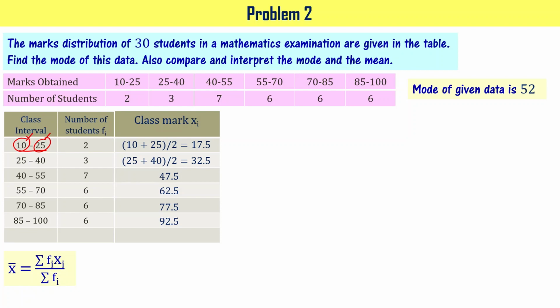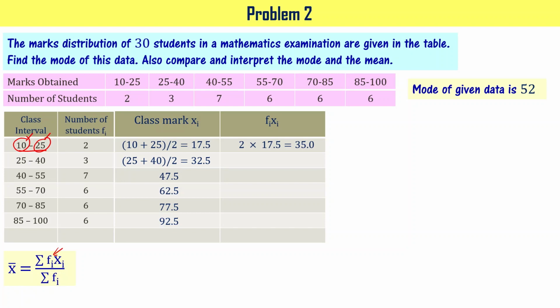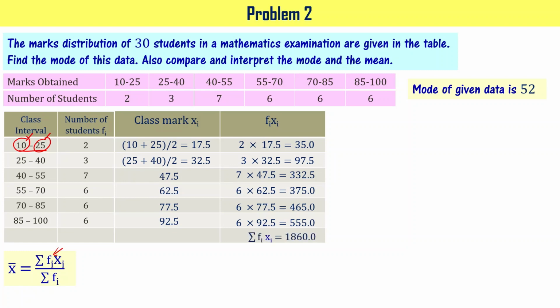Now we have fi and xi. All we need is fi xi in the formula. So let's do that. That is 2 times 17.5, 35. 3 times 32.5, that is 97.5. Like that you can compute fi xi for all the classes. Take the sum of that. That is sigma fi xi, which equals 1860, and sigma fi equals 30.